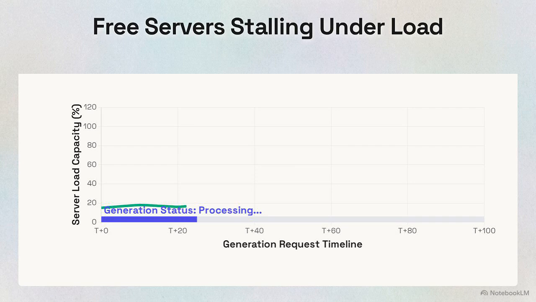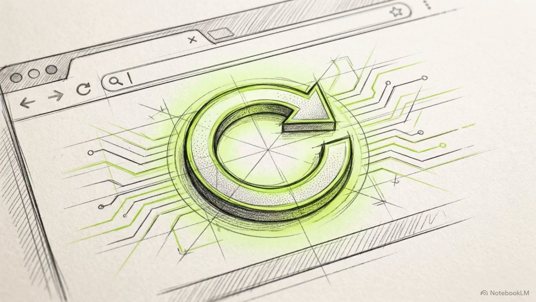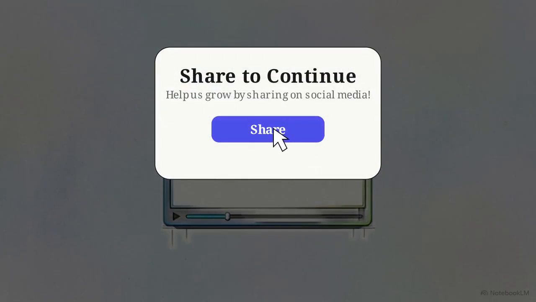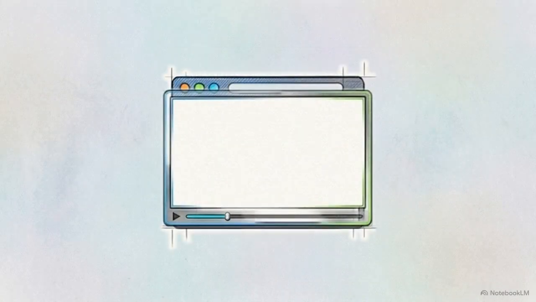Because this platform is free, the servers can occasionally stall under heavy traffic. If your generation hangs for more than a minute, just hit refresh on your browser and run it again. You might also encounter a pop-up asking you to share the page on social media to continue. To bypass it, go through the share option, but set the post to private, and it clears the roadblock immediately without cluttering your public feed.